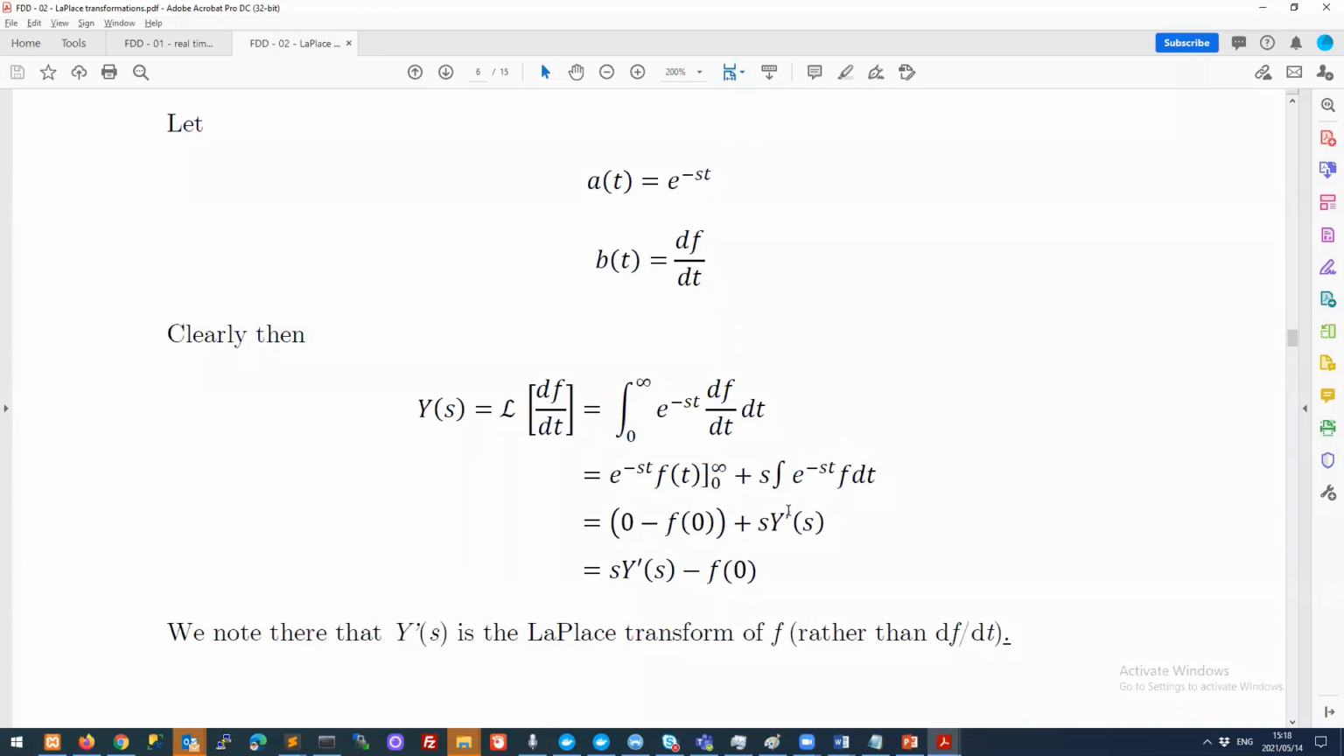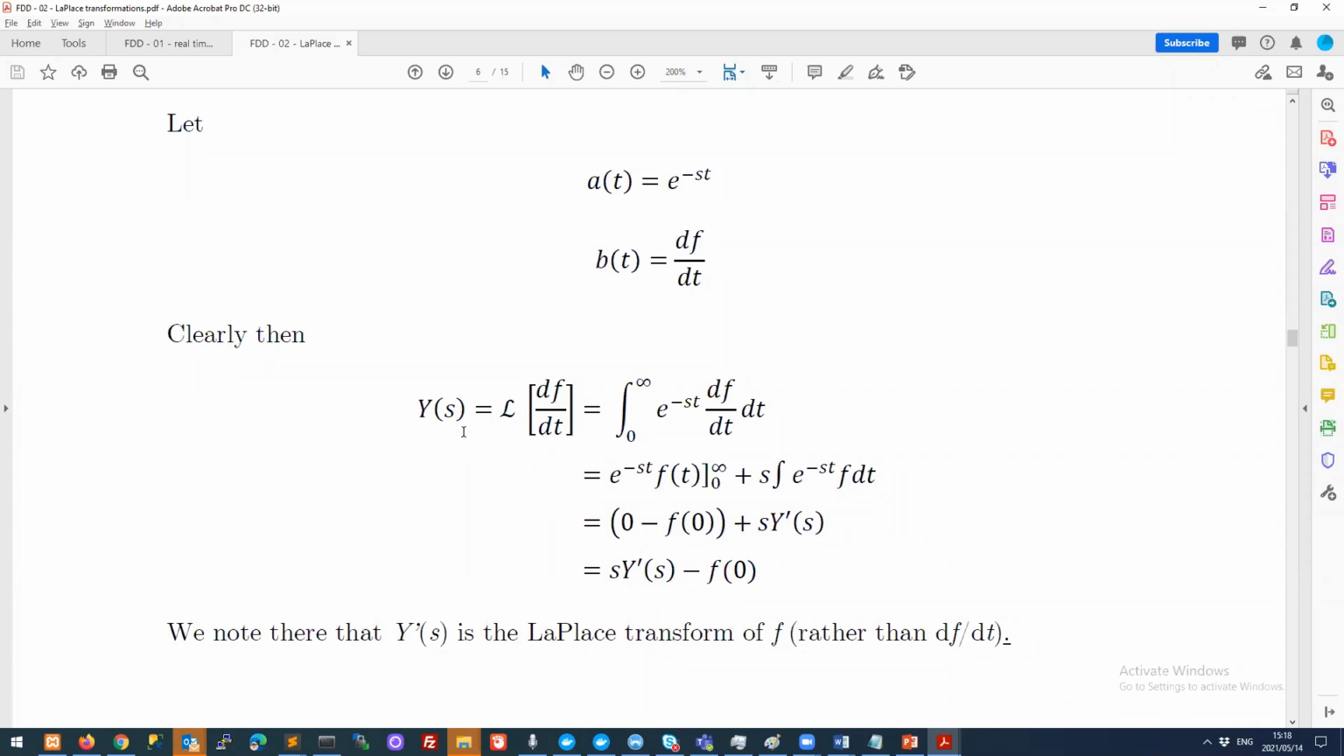But what we can say is that, if you look at this thing, this is nothing but the Laplace transform of some function f. In other words, we can identify y dashed. We can say y is the Laplace transform of the derivative. Let y dashed be the Laplace transform of the function, not the derivative of the function itself, right? And so that's what we leave it as.